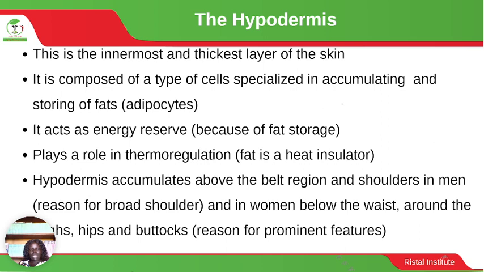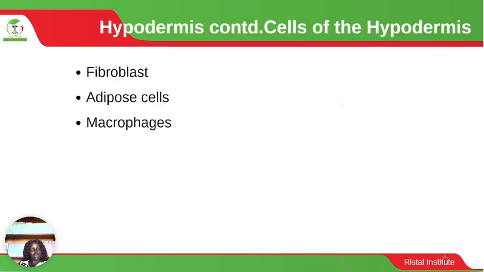The hypodermis accumulates above the belt region and shoulders in men. That is the reason men have broader shoulders, whereas women have narrower ones. And in women, it accumulates below the waist, around the thighs, hips, and buttocks. That is the reason why these areas in women appear wider or broader than in men.